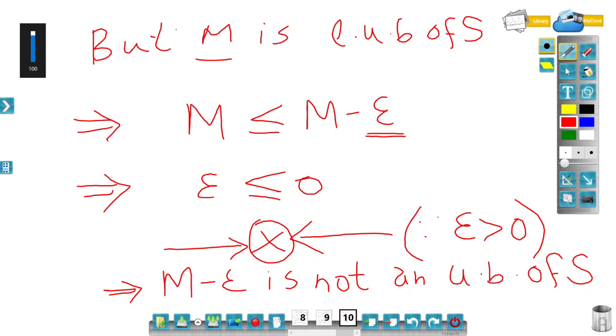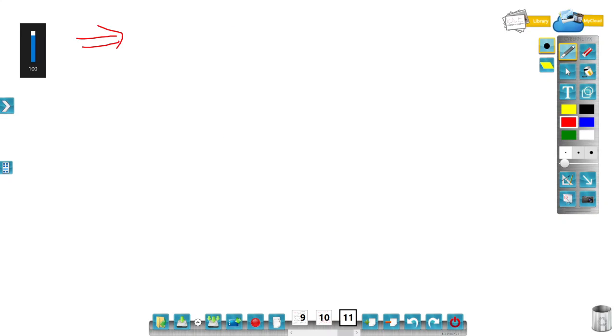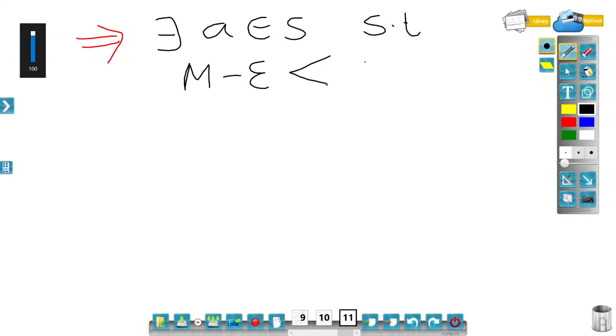If M minus epsilon is not an upper bound of S, that means you can always find an element from S such that M minus epsilon is strictly less than that element. So that would imply there exists an element A belonging to S such that M minus epsilon is less than A. Let me call it star.